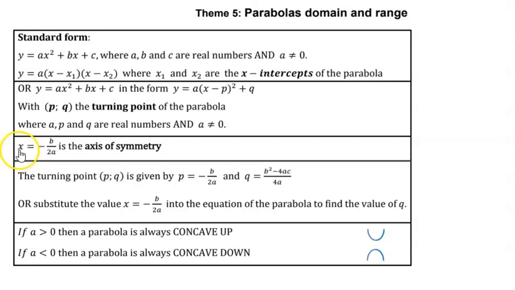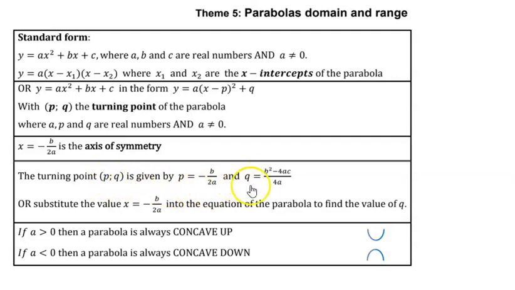Then we also must note that x equal to minus b over 2a gives us the axis of symmetry. If we complete the square for y equal to ax squared plus bx plus c, then we get that x equal to minus b over 2a gives us the axis of symmetry for the parabola. And the x value here also represents the p-value of the turning point (p, q).